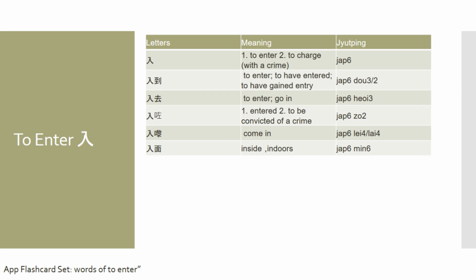Now, if you want to say you have entered, then you would say yap zhao. In a less formal way of saying it, it also means to be convicted of a crime. If you want to invite someone into a room and say come in, then in Cantonese you would say yap lei. And lastly, if you want to say inside or indoors in Cantonese, then you would say yap mean.